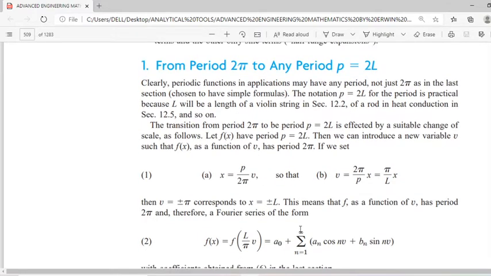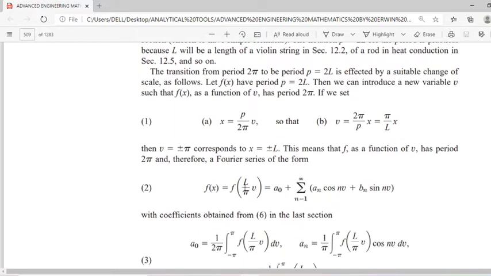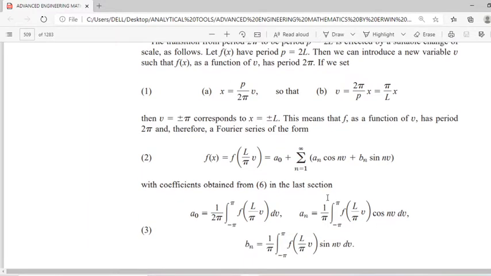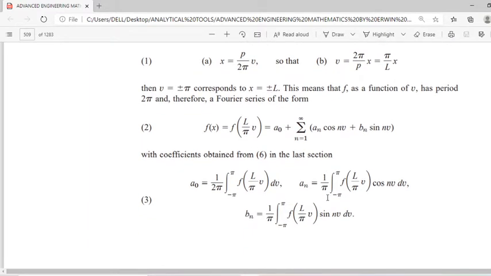So f of x equals f of l by pi into v. Usually it will be a naught plus the summation from n equals 1 to infinity of an cos nv plus bn into sin nv, because it is a Fourier series. So we can represent it like that. How can we obtain the coefficients? Because if we consider the function in terms of v, it will have period 2 pi.